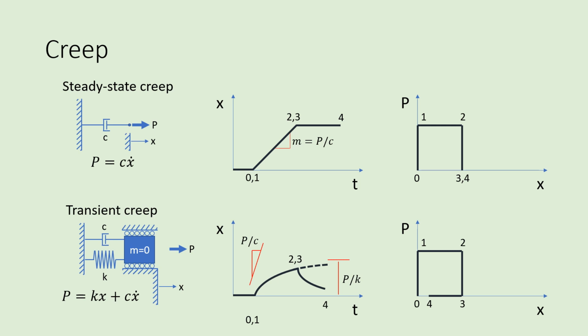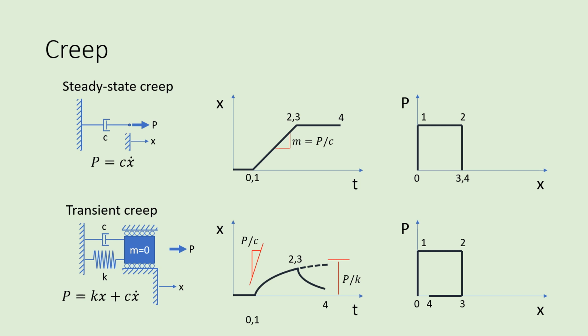Between time points 0 and 1, an instantaneous force, P, is applied to your system. Initially, no deformation occurs because the dashpot is preventing the system from moving. However, between points 1 and 2, where force is held constant at P, some displacement occurs, and it's a linear increase in displacement.